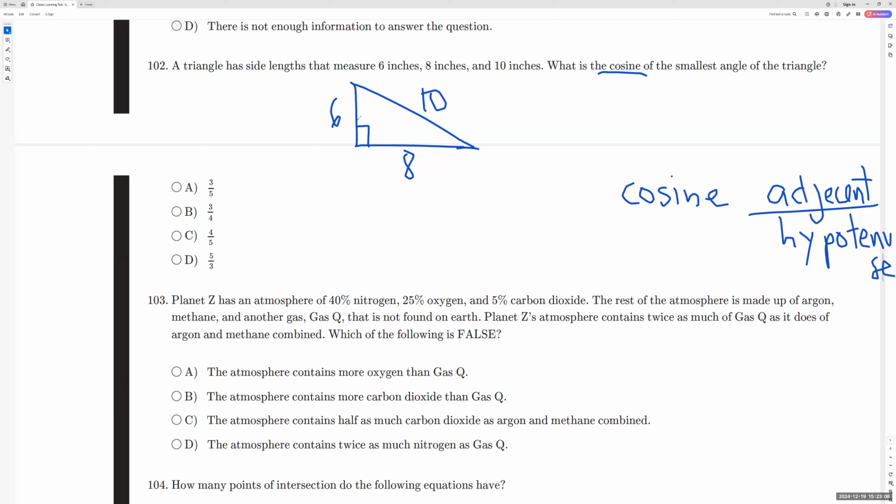So how much is the adjacent? Is this of the smallest angle of the triangle? Remember, the smallest angle has to be across from the smallest side, across from the smallest leg of the right triangle. So it's across from the 6. Between 6, 8, and 10, the smallest is 6. I'm going to pick 6 and go across.